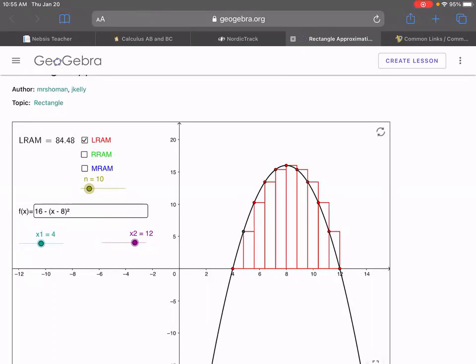Now, what else do you notice about all of these rectangles? Obviously they're all different heights. Are they different widths? They're all the same width. And if they all have the same width, that's going to make your calculation a little bit easier. And their heights come from coordinates on our function. That's pretty nice too.